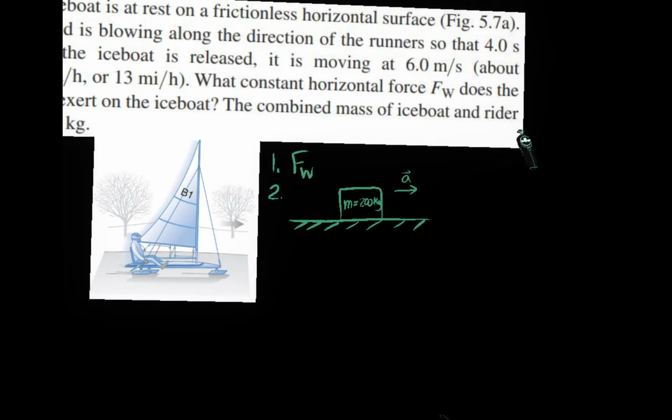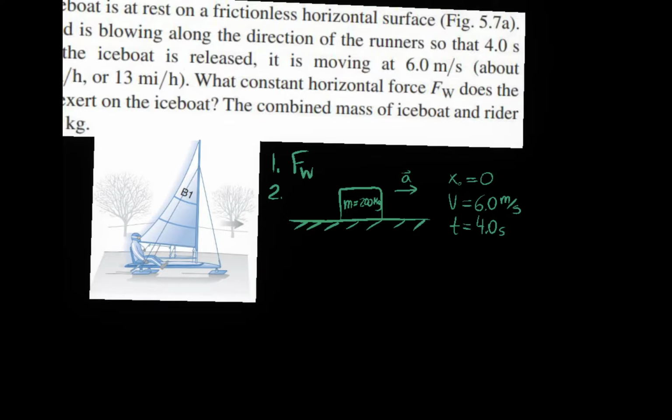Well, let's look at this second sentence. A wind is blowing along the direction of the runners, so that caused our acceleration. So that 4 seconds after the ice boat is released, it is moving at 6 meters per second. So 4 seconds after the ice boat is released, that means it started at a stop, right? So that means that its position at time equals 0 we can call 0. But it's going to have a velocity. So velocity is 6.0 meters per second. And that's when t is equal to 4.0 seconds, right? That's what all that stuff translates to.